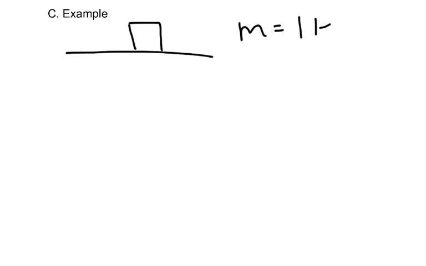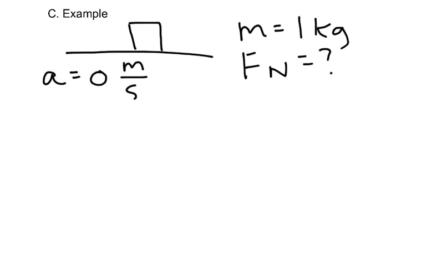Here's an example. Say you have a block at rest on the ground, and this block has a mass of 1 kilogram. Using Newton's second law of motion, find the normal force of this block. Alright, well, what is the information that we have? The object is at rest, so the acceleration is 0 meters per second squared. We know the mass. We can make upward positive.